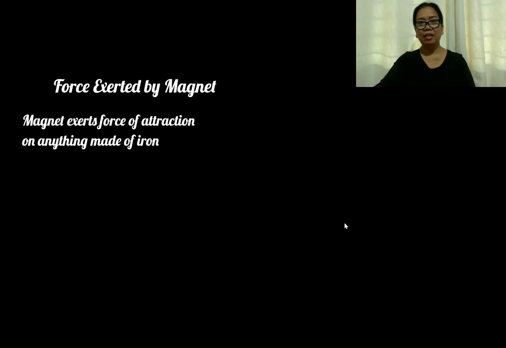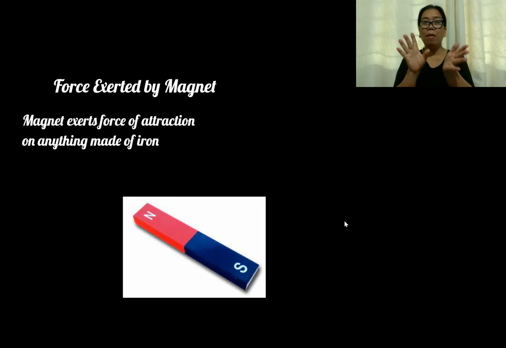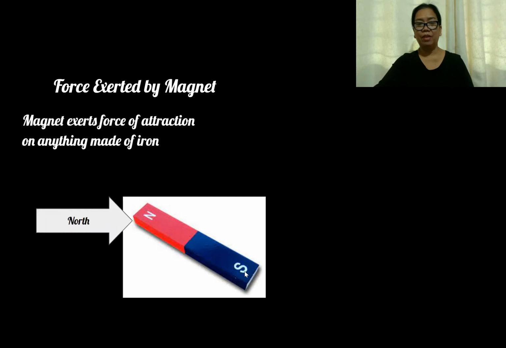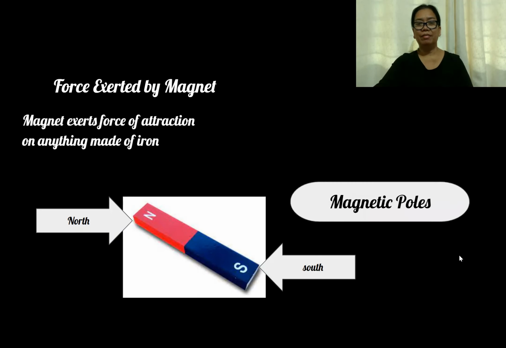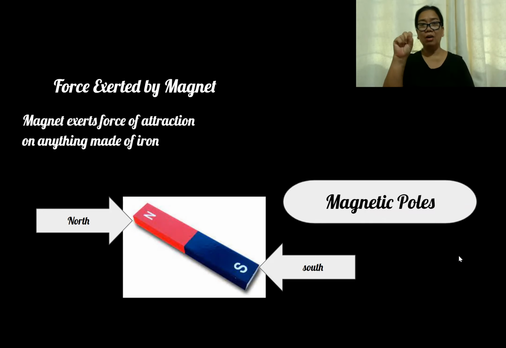Force exerted by magnet. A magnet attracts anything made of iron. Look at the bar magnet. What do you notice? It has N and S at both ends of the bar. N stands for north and S for south. Those two, the north and the south, are the magnetic poles.